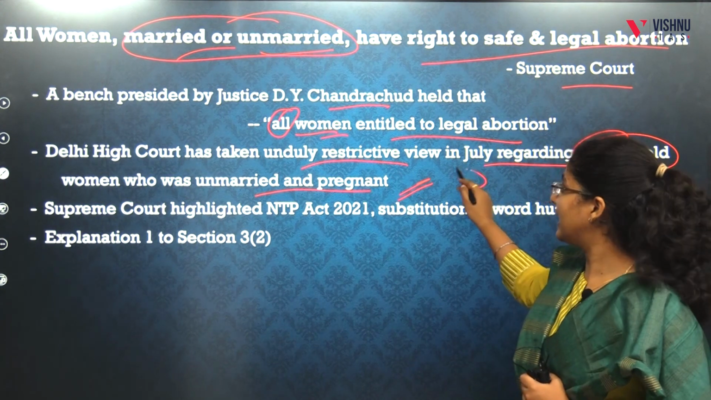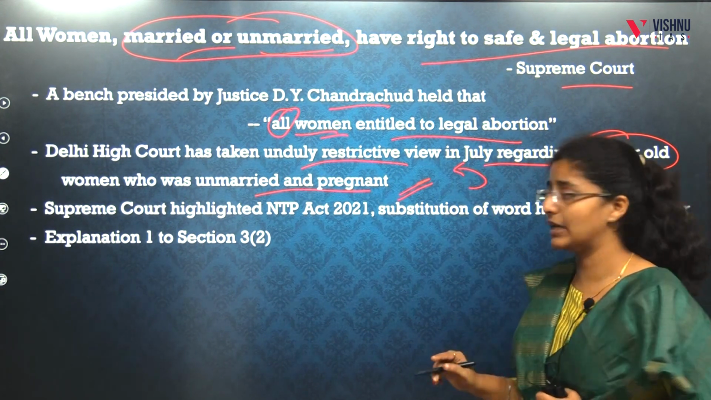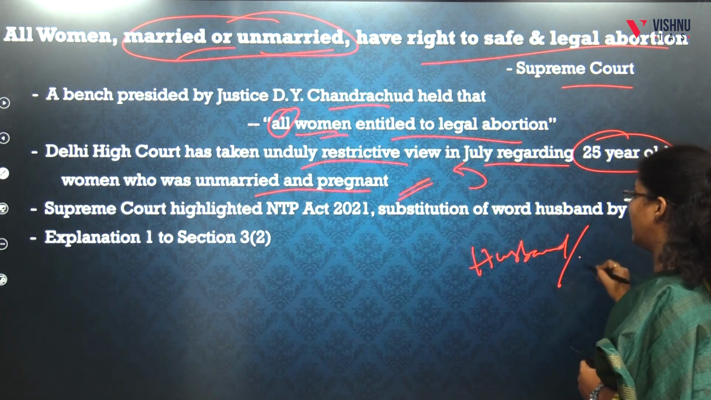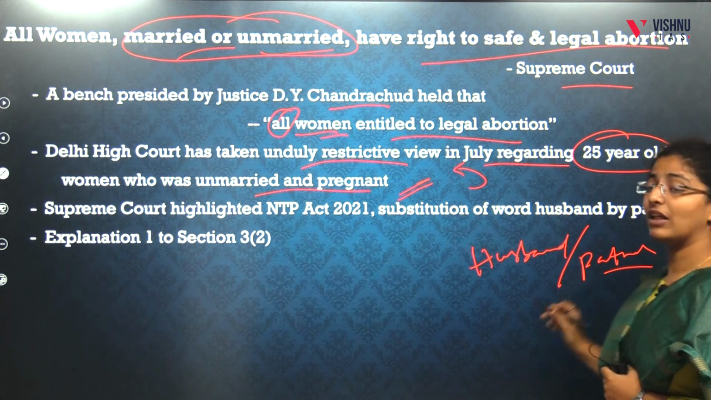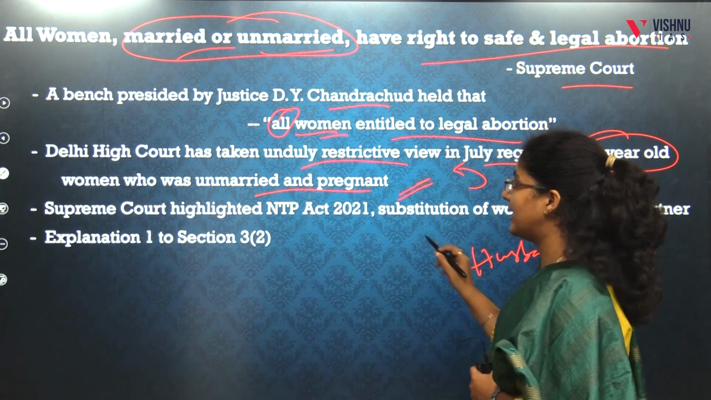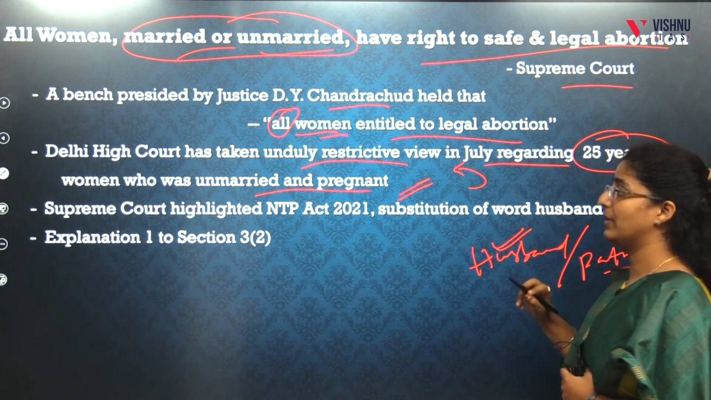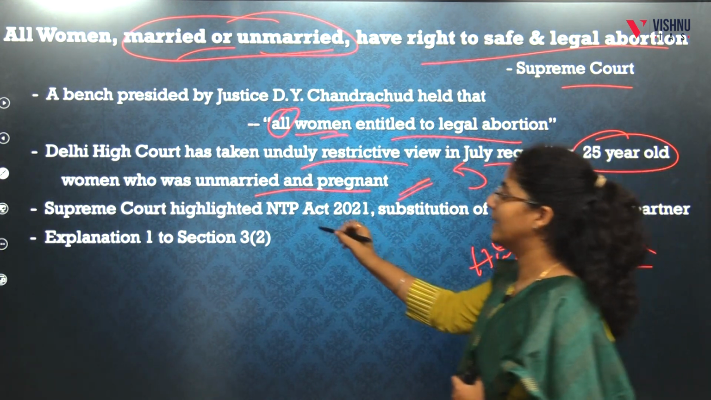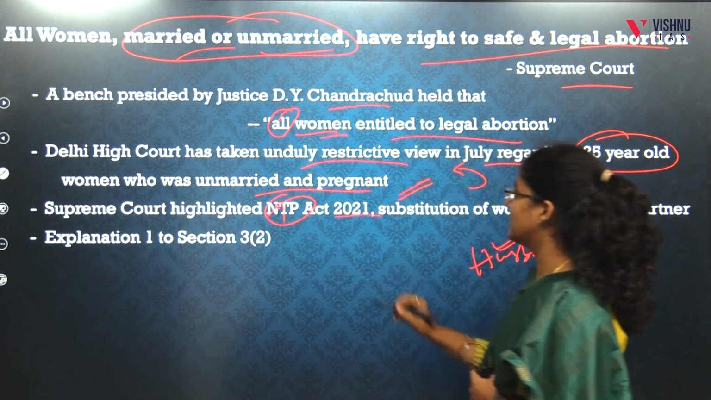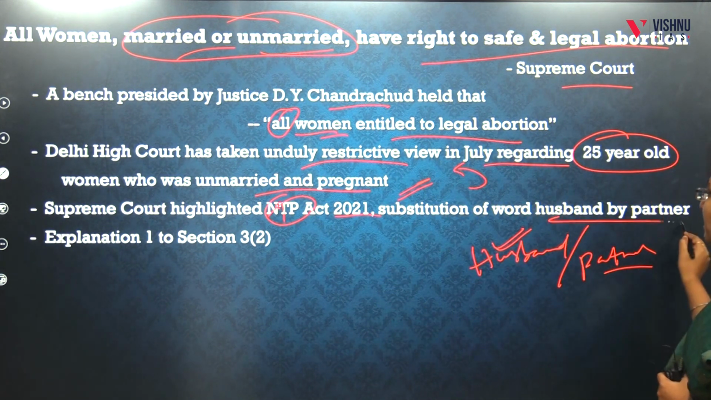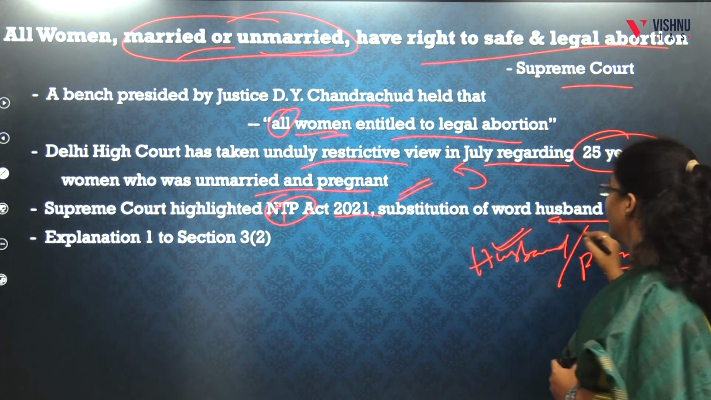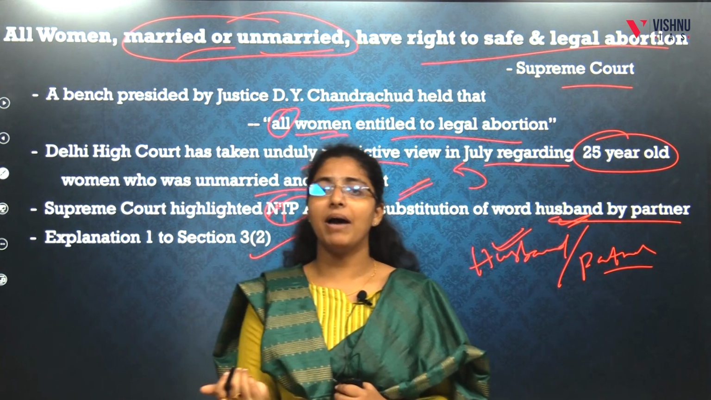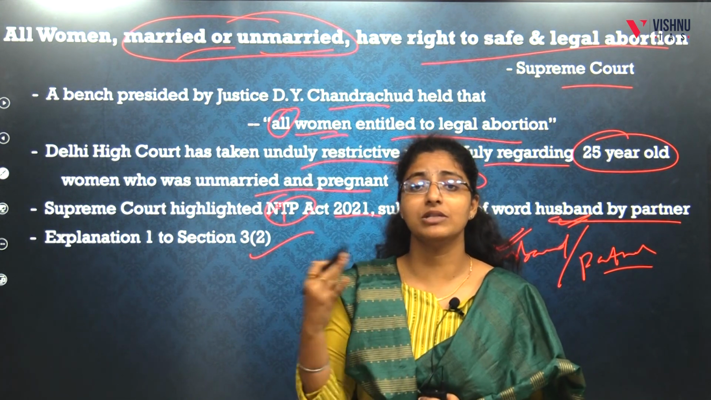So then she approached the Delhi High Court, where the court was making a difference between husband and partner. This is one thing one should keep in mind. Here, the Delhi High Court was saying that the person was not her husband, so she had no right to get an abortion or something like that. Then the Supreme Court highlighted the MTP Act of 2021, the substitution of the word husband by partner. This was mentioned in this section. That person, married or unmarried, it was consensual sex and he was a partner.